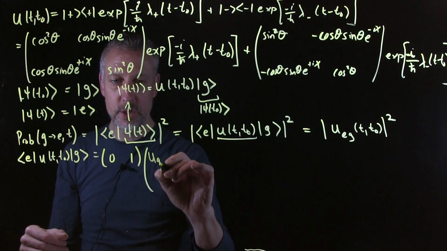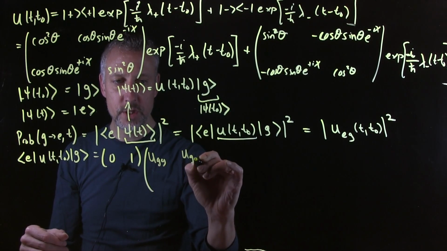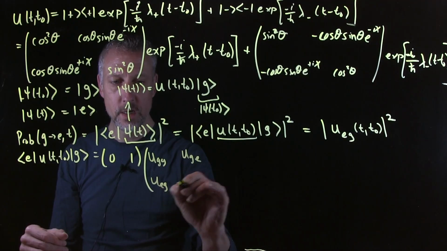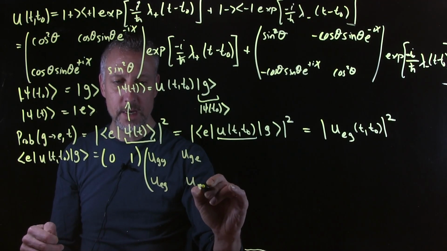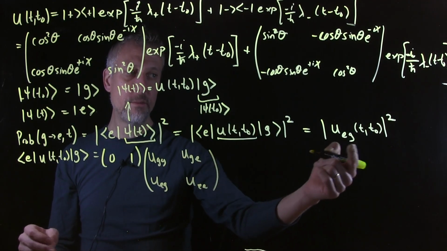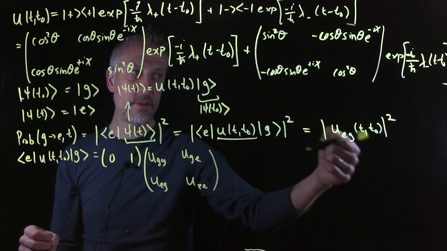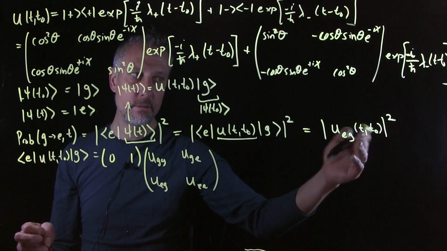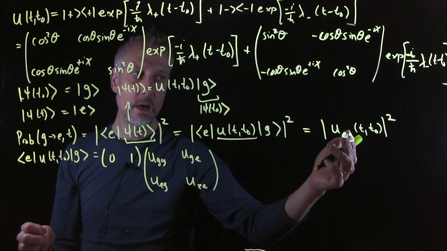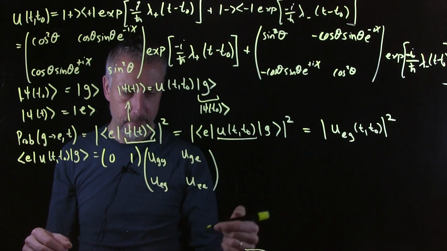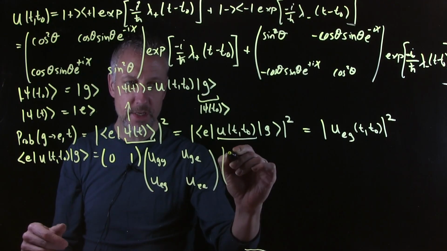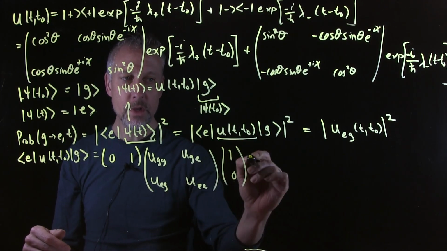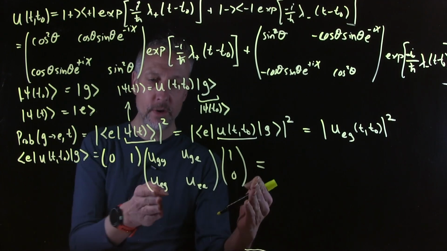So you'll have UGG, UGE, UEG, and UEE. Notice it doesn't matter whether you do GE or EG because this is going to be modulus squared. This is Hermitian, and so you could have written GE squared, and it's the same thing. All right, and then what's G? G is (1, 0).